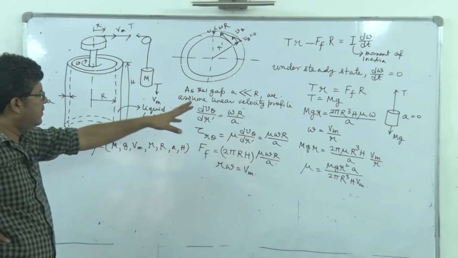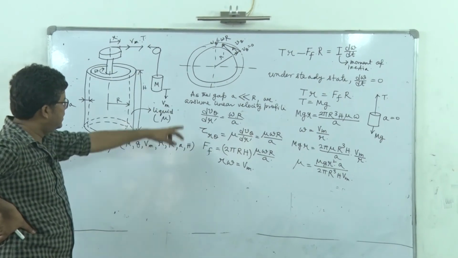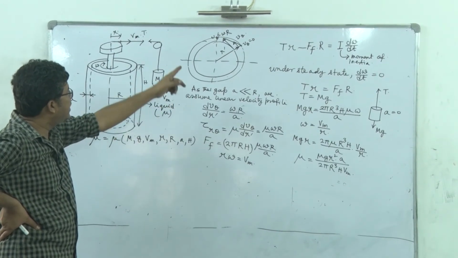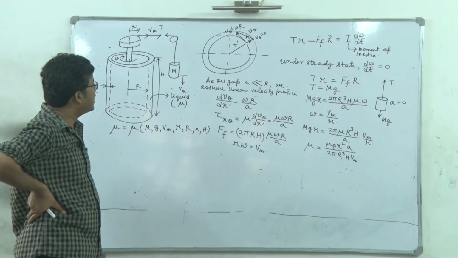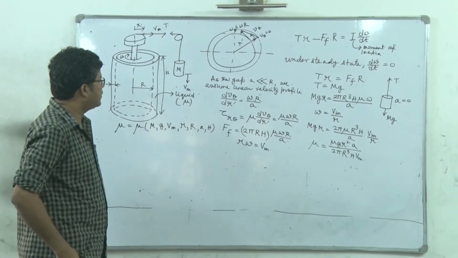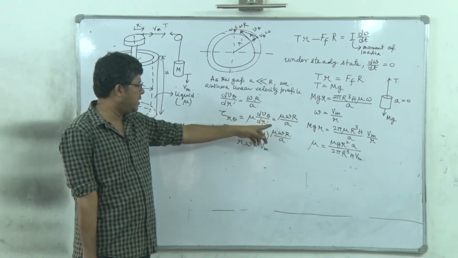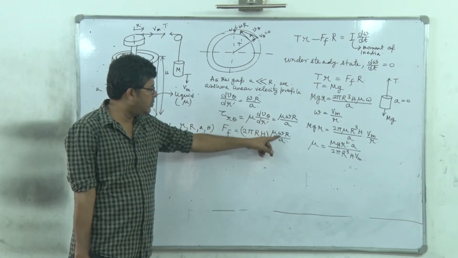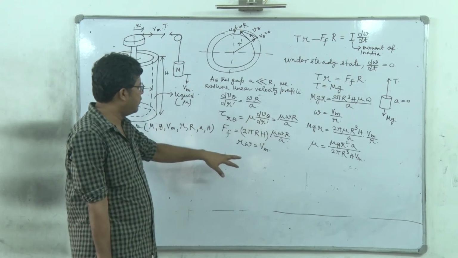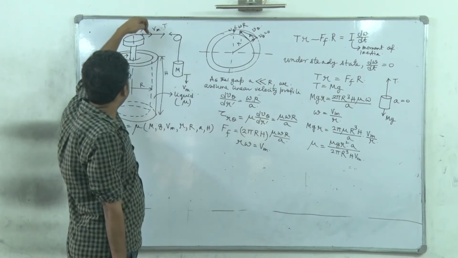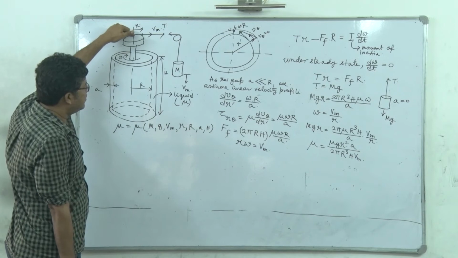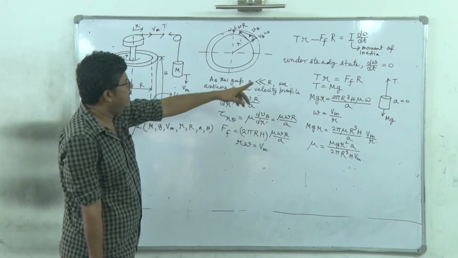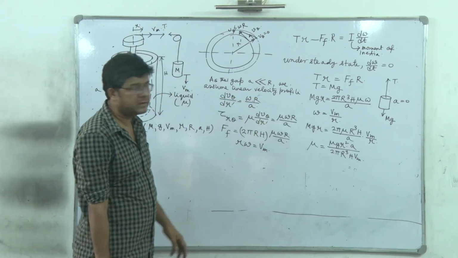So please check this, and let me check it once again. So dv theta by dr prime is omega into capital R divided by a. So tau r theta is equal to mu into omega r by a. Fine. So this is 2 pi r into h, mu into omega into r by a. So that is the frictional force. And Vm is equal to r into omega. That's also fine. And finally we have got this, right?